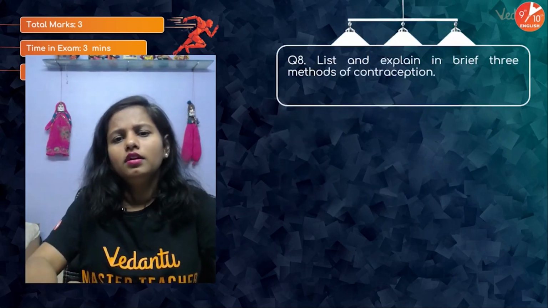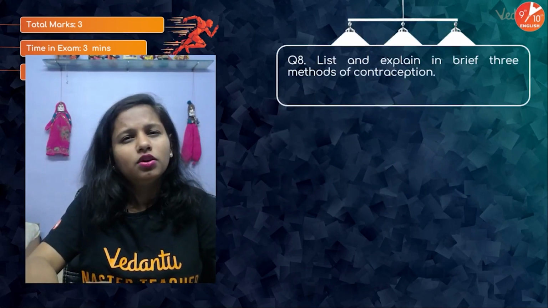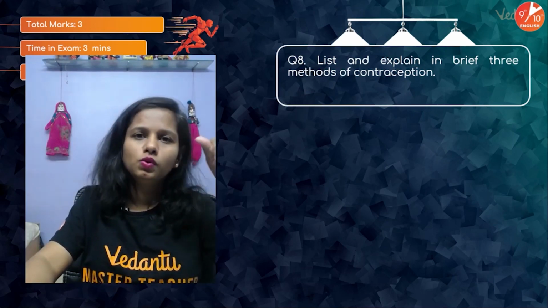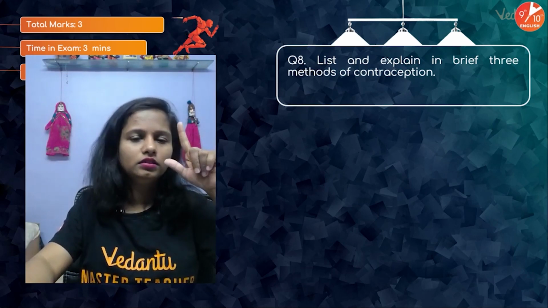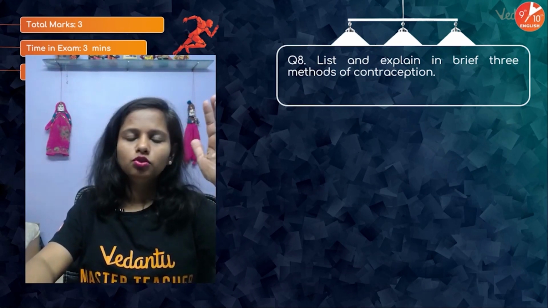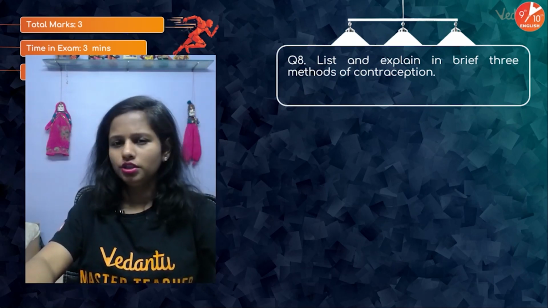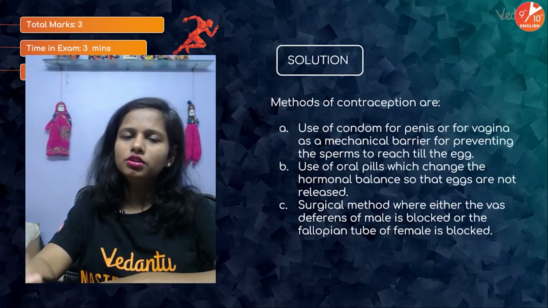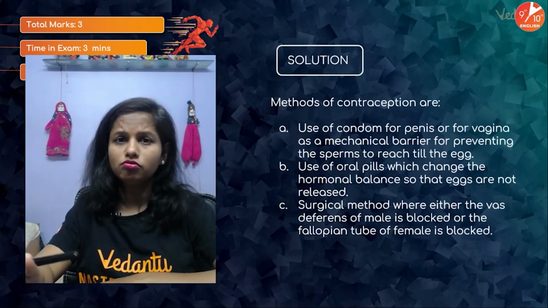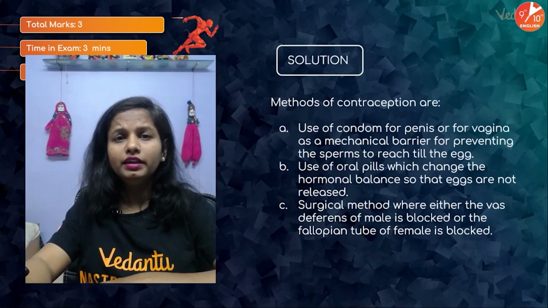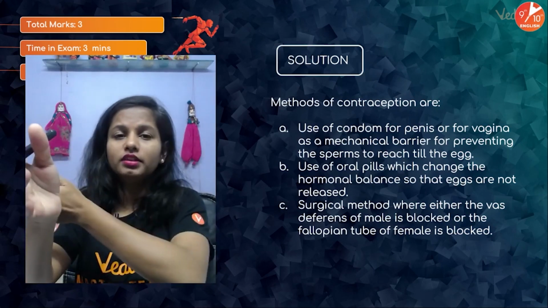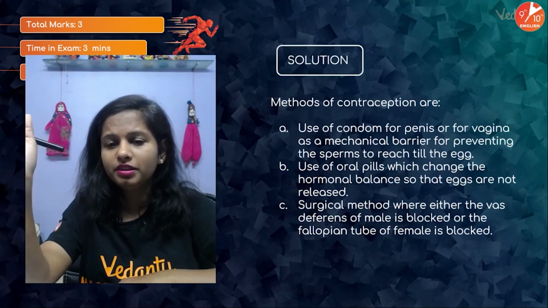All these things. List and explain in brief 3 methods of contraception. Okay, so mechanical barrier, chemical method, surgical method and IUD. You may mention any 3 of your choice. Here they have mentioned mechanical barriers, for example condoms. You can write about diaphragms also. They prevent the sperm from reaching the egg and thus prevent fertilization and thereby pregnancy.